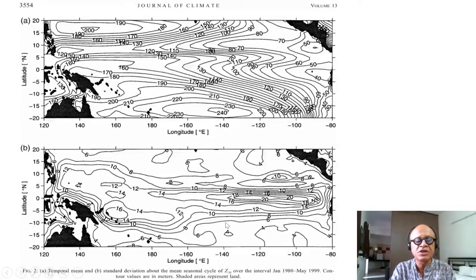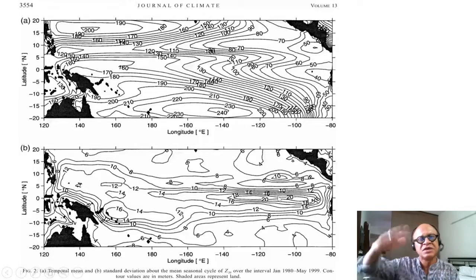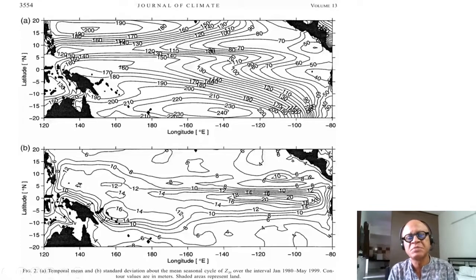If you look at the variance, this is the standard deviation about the mean seasonal cycle of this, you can see that there is somewhat higher variability in the east, which is what gives us the dynamics associated with the Bjerknes feedback and the gamma h_W term in the recharge-discharge oscillator. The variability is somewhat less over here, but the SPCZ shows its signature over here as well.